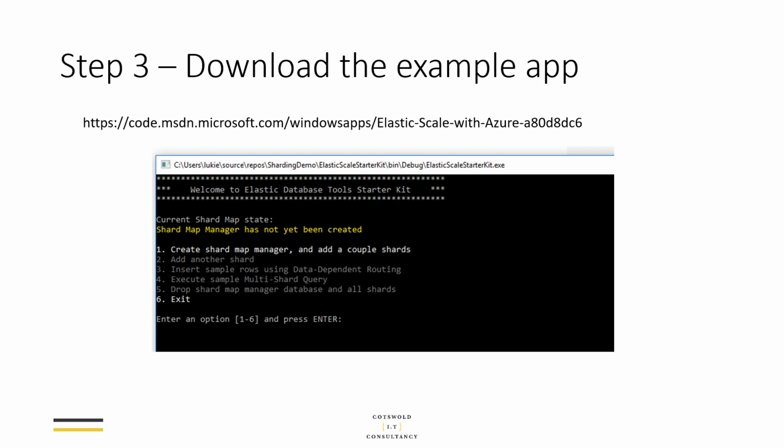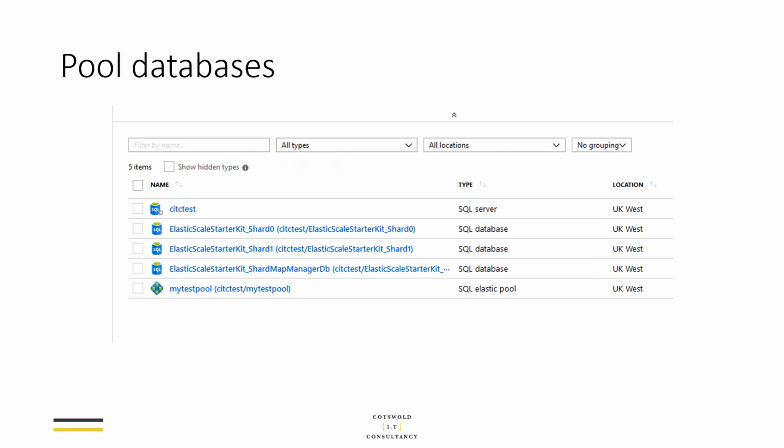So once you've done that, if you go back to Azure, you'll then see something that looks a little bit like this. So there's the server I've got at the top, and then the shard map manager and 2 shards. Now you can actually connect to this using SQL Server Management Studio, which I recommend doing, just to open it up and have a look at what's in, say, the customer table.